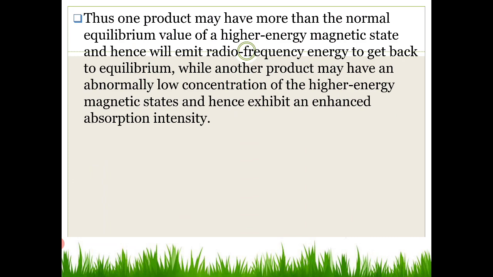While another product may have an abnormally low concentration of the higher energy magnetic state, and hence exhibit an enhanced absorption intensity. So if the energy is lesser than the equilibrium state, it will go to the equilibrium state by absorbing energy, and you can expect absorption. If it is higher energy than the equilibrium, you can expect emission. So we can't say exactly what is going to happen; the combination will be influenced by the spin state.